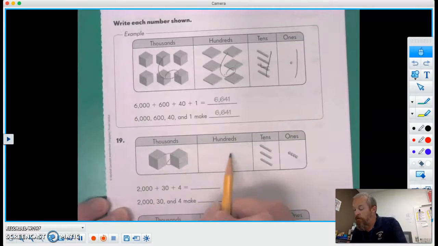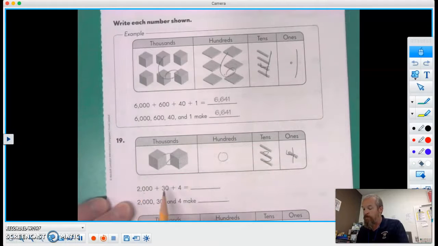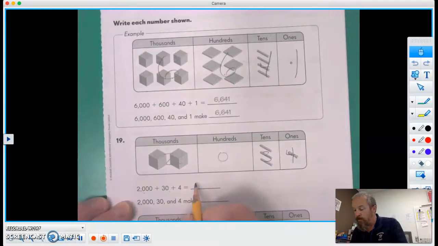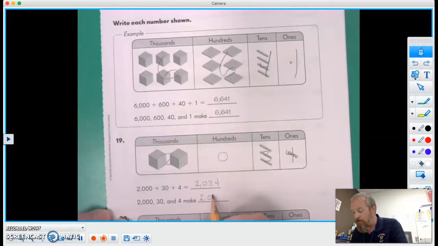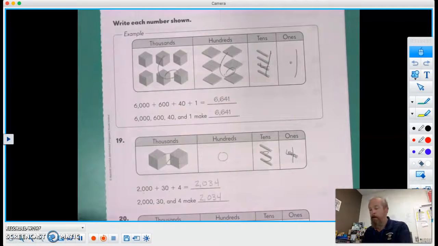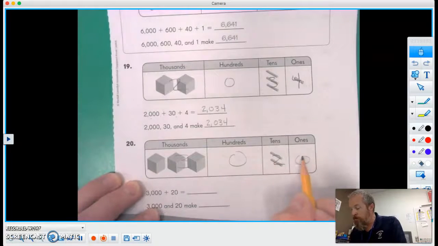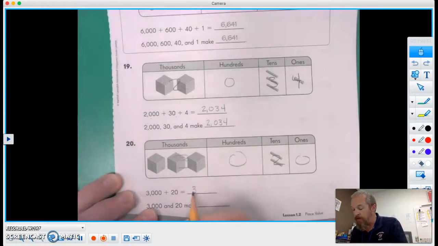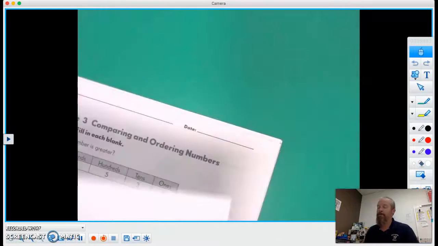So we have 2, 0, 3, 4. So 2,000 plus 30 plus 4 equals 2,034. 2,000, 30, and 4 make 2,034. Okay? And here we have a 3, 0, 2, 0. So again, that makes 3,020. And 3,020 make 3,020.